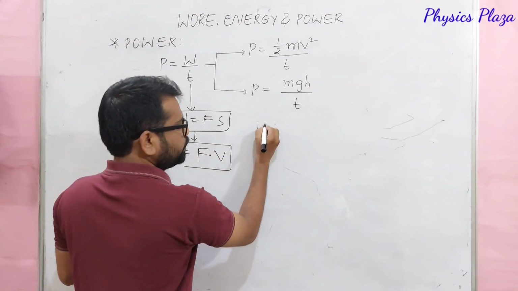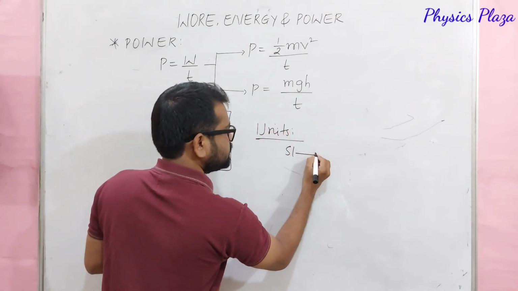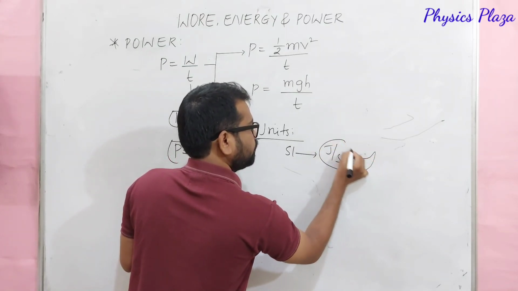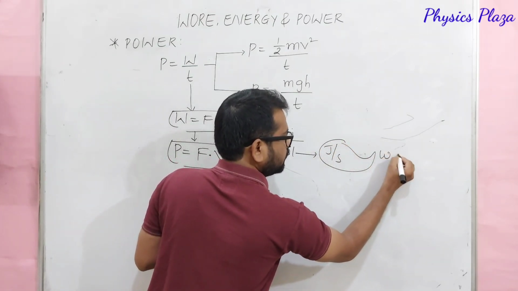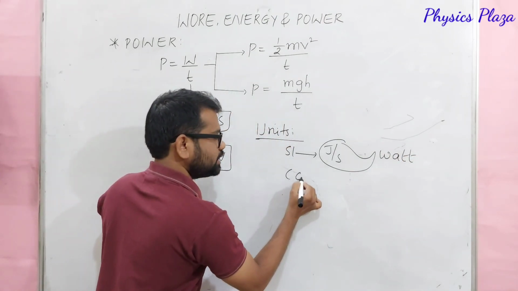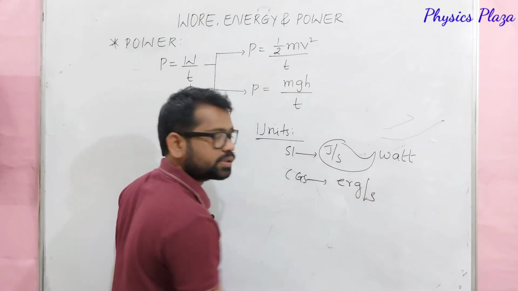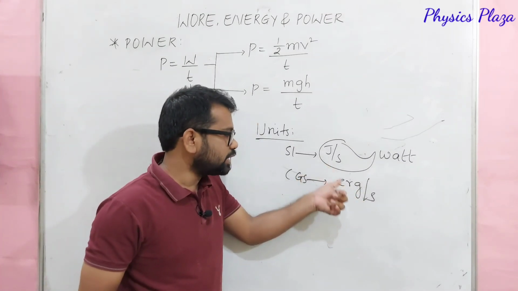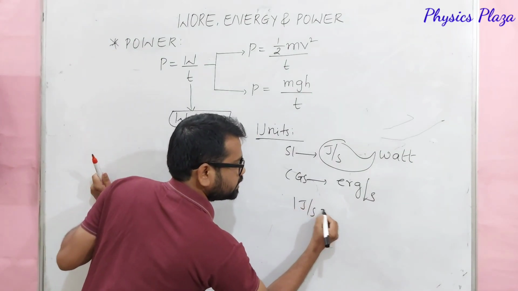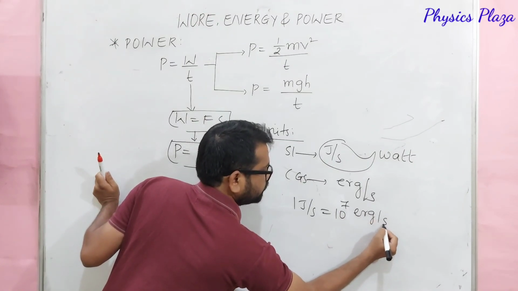Then what are the units of power, dear children? Here in the SI system, the unit is joule per second. This joule per second we can call a watt. The special unit is the watt. Whereas the CGS unit is erg per second. Then how joule per second is related to erg per second is also very important. 1 joule per second is equal to 10 to the power of 7 erg per second.